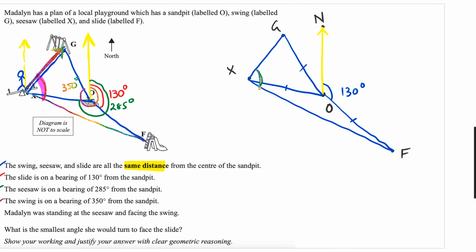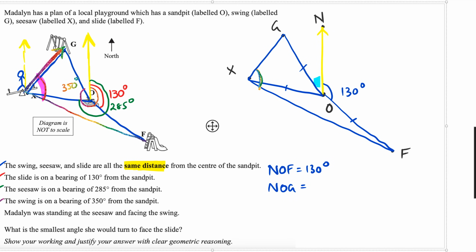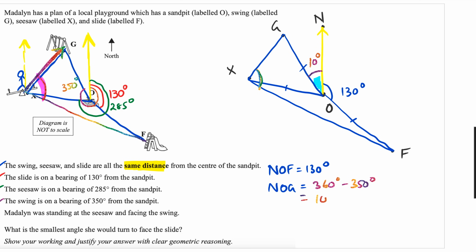So we've got angle NOF is 130 degrees. The next thing is working out NOG, which is just highlighting it here, which is going to be that one, and that's going to be worth 10 degrees. The reason it's worth 10 is because we've got 360 degrees, take away 350 degrees, which gives us 10 degrees. Now the next angle I'm going to be looking at is NOX.